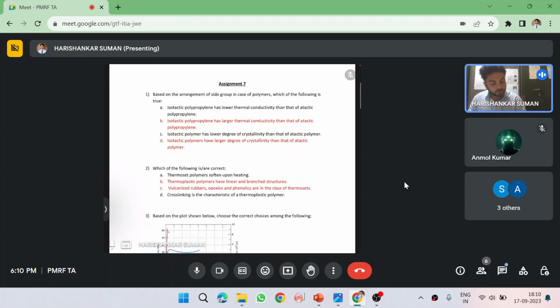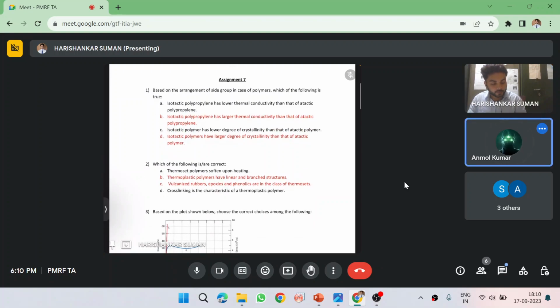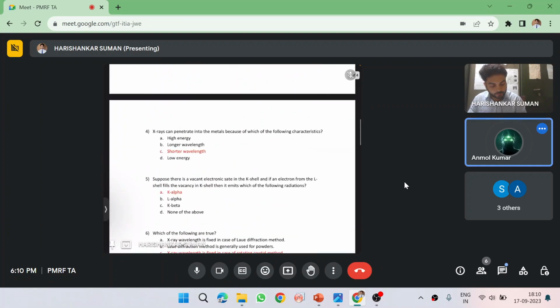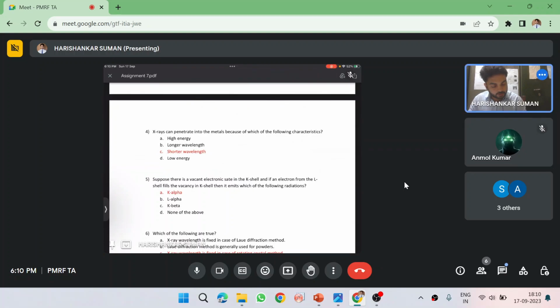Which question? Can you move down a bit? Sir, question number 4. X-ray can penetrate into metals because of which of the following characteristics? High energy, longer wavelength, shorter wavelength, low energy. I believe that high energy and short wavelength both will be the correct answer. High energy is also there? Okay, but how much comparison is not there.